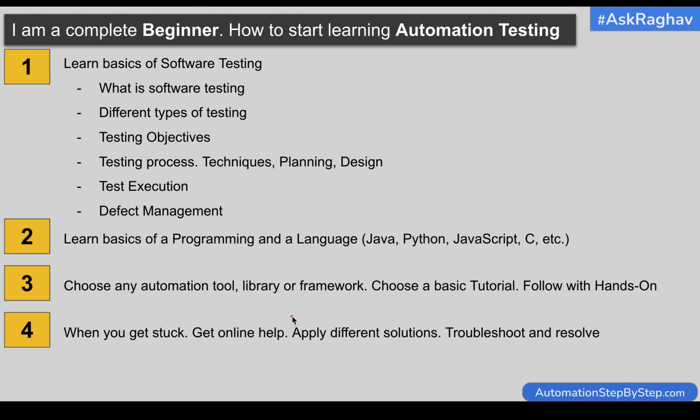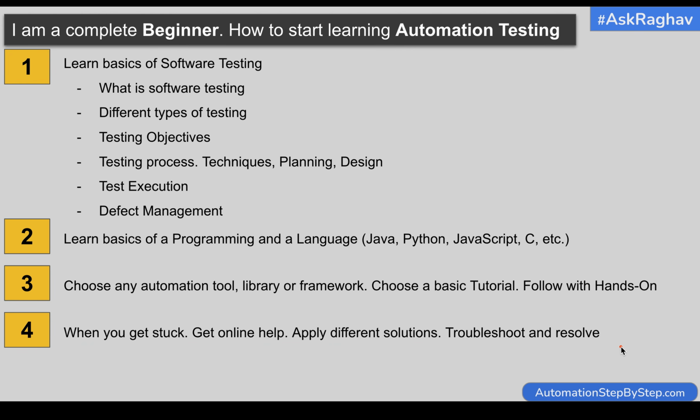Just put your error message or issue online, and you will get a lot of solutions, a lot of links, Stack Overflow articles and other resources, and then you can follow them. You will have to apply different options, apply different solutions, and then troubleshoot and resolve your issues. And this step is very important. This is how we learn, this is how we get experience in automation.